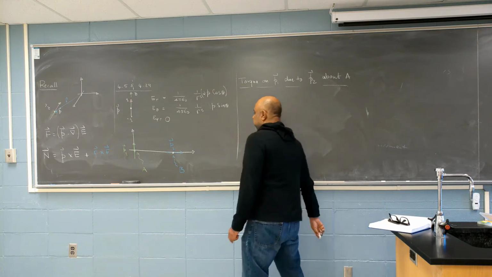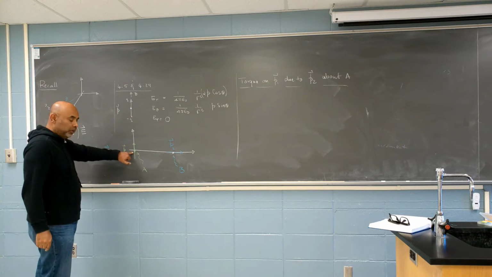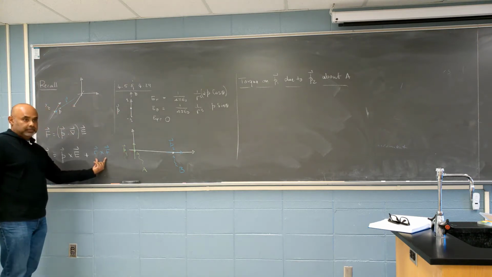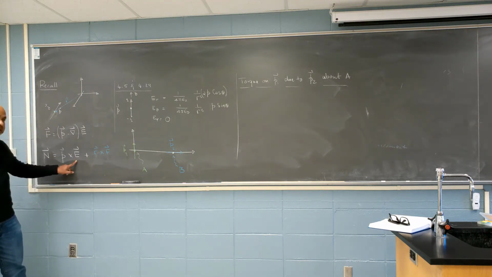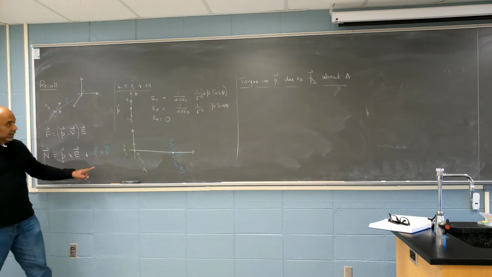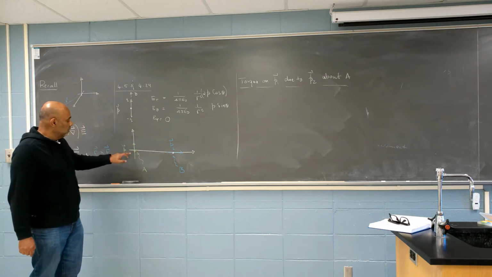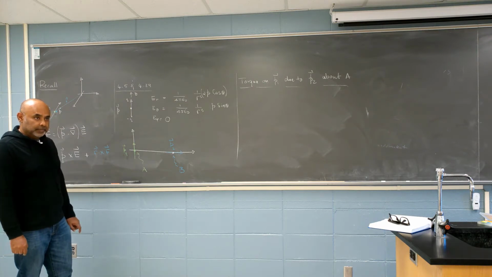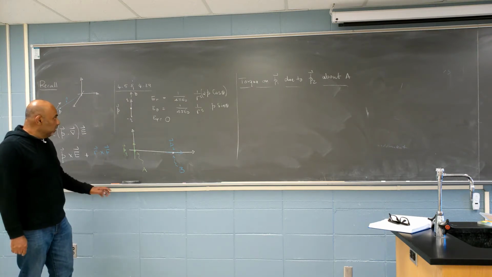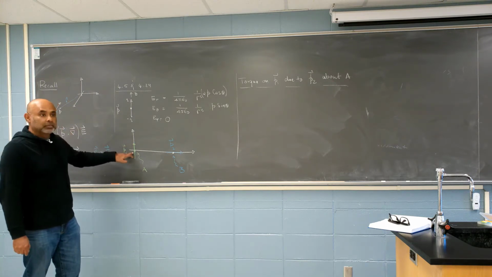Because I'm computing the torque on this guy, about this point, I don't have this term. So all I need is P, which I have, it's P1, cross E. Well, what E? E due to this guy on this charge. The reason we don't need that second term is because I'm computing the torque on P1 about P1.